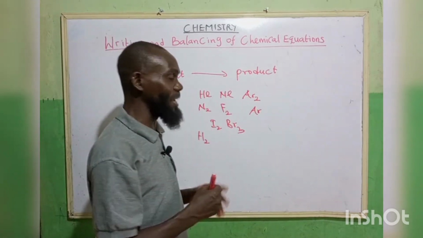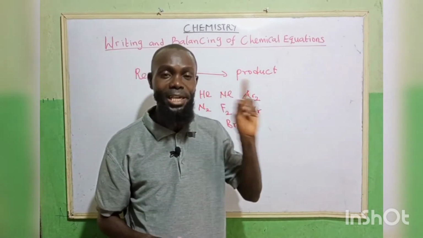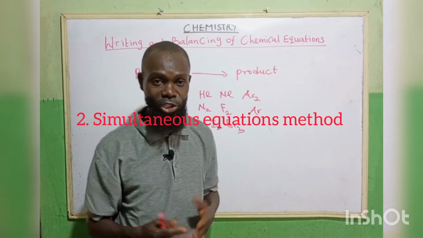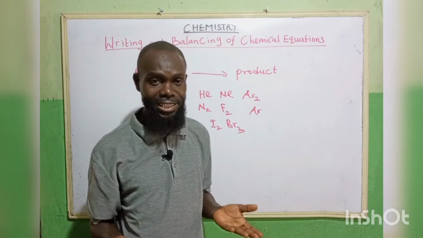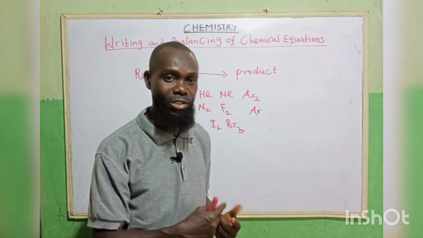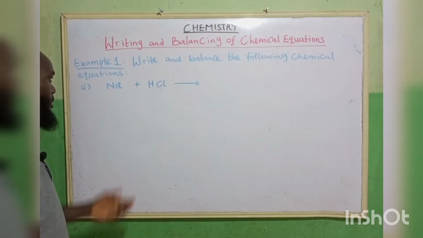Now, to balance chemical equations, we normally use two methods. The first one is the inspection method, and the second one is the simultaneous equation method. In this lesson, we are going to be looking at the inspection method. So, let's dive in. Example 1. Write and balance the following chemical equations.